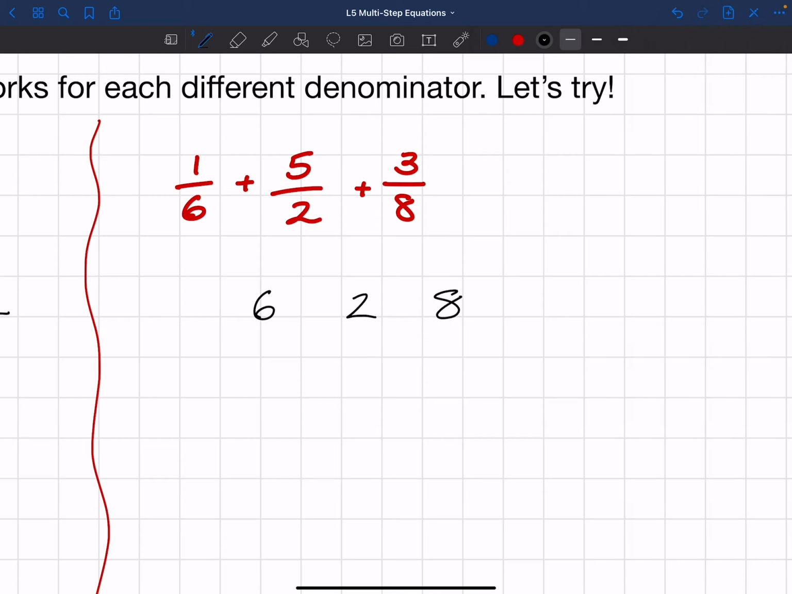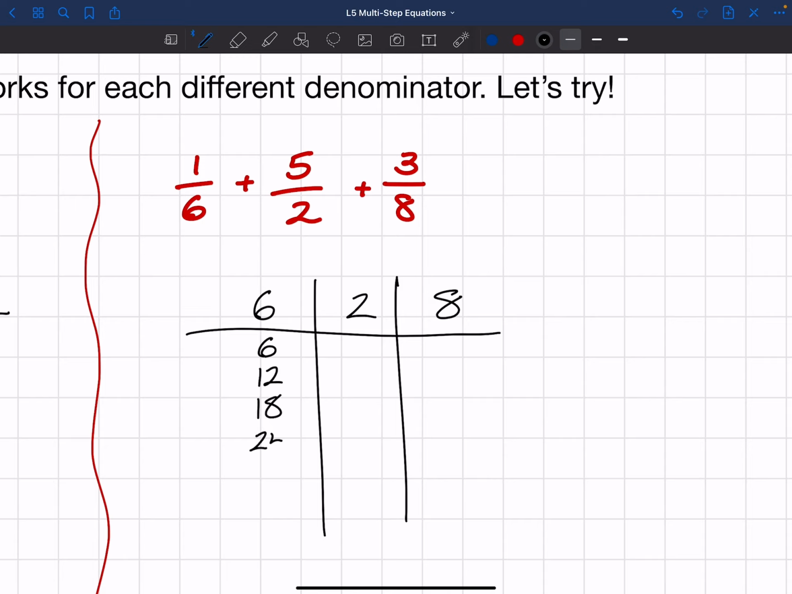6, 2, 8. Make ourselves a little table. I'm going to list out some common multiples. Right? 6, 12, 18, 24, 30, 36, right? 2, 4, 6, 8, 10, right? One suggestion I have is if you have a small number like 2 and you're going to be writing a lot of multiples, try and go with the bigger numbers first, right? So I'm not going to go too much farther with 2. Let's pause for a second and let's do the 8s. 8, 16, 24, 32, 40, and so on.